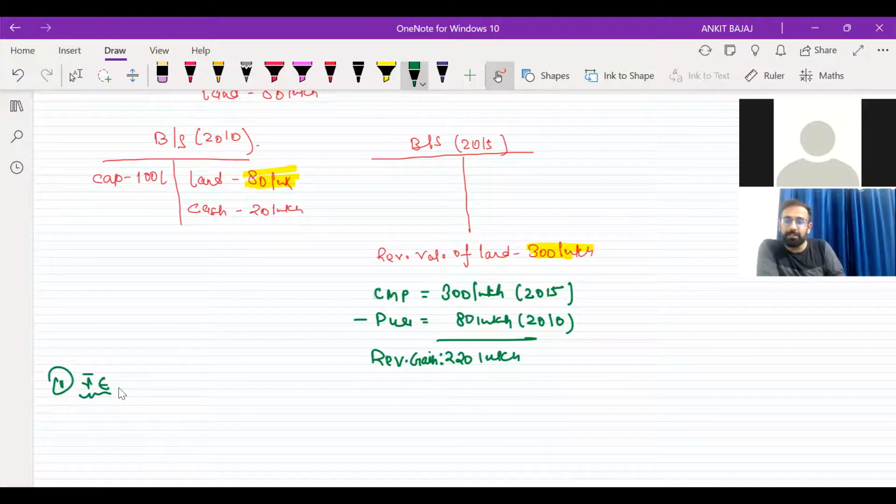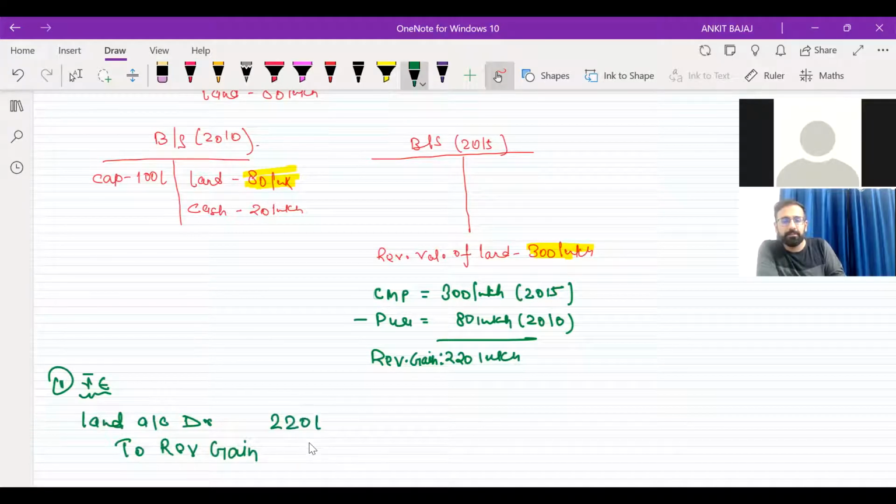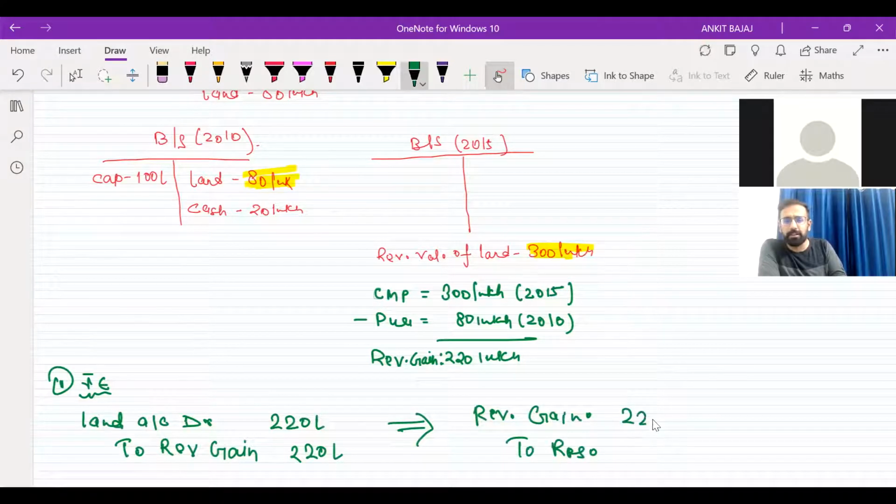When there is a revaluation gain, the first entry you will record is land account debit to revaluation gain, and the amount of revaluation gain is 220 lakh. Now you will transfer this revaluation gain to revaluation reserve. So what other journal entry will you record? You will record revaluation gain account debit to revaluation reserve, 220 lakh.